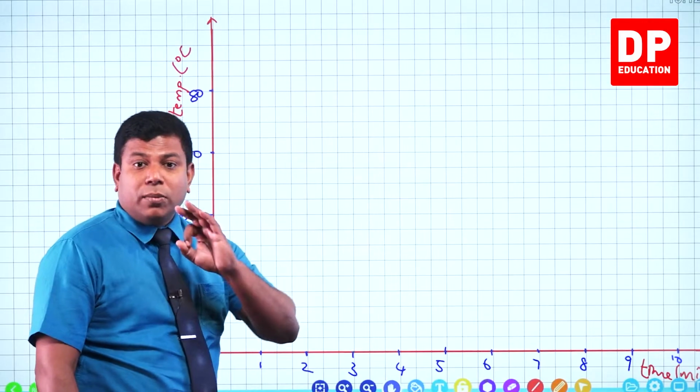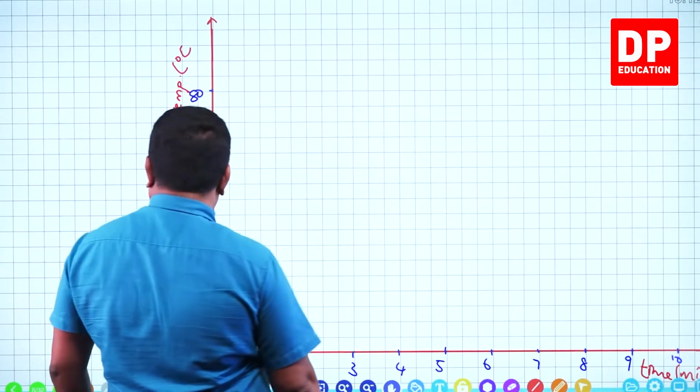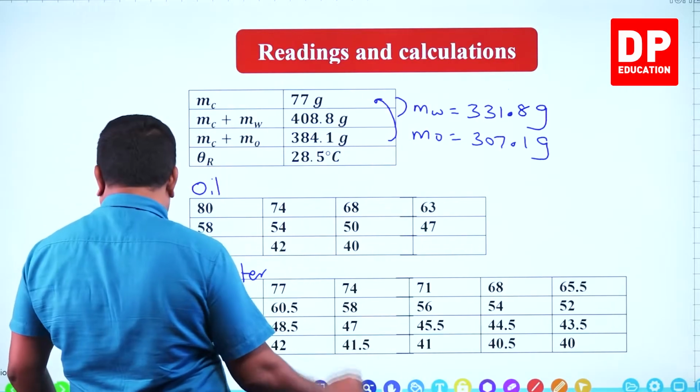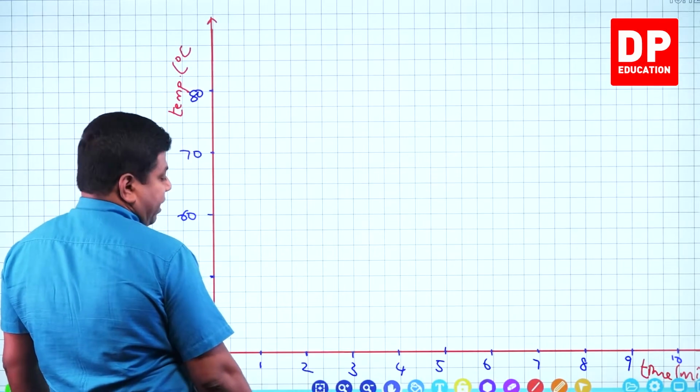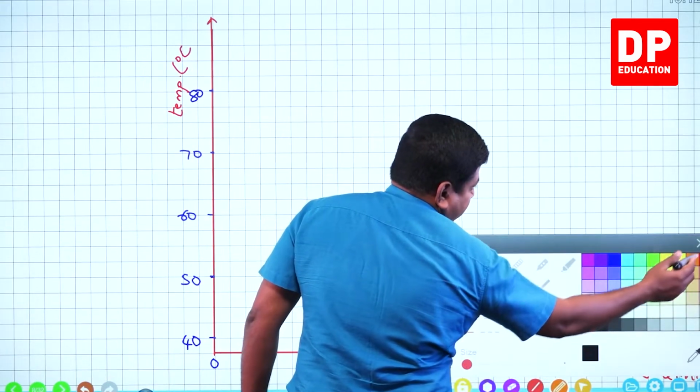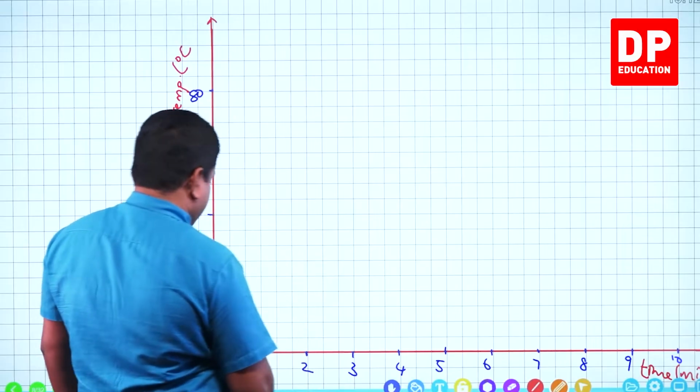Now let's mark all the points. First one, let me draw the graph for oil. 80, 74, 68. First point is 80. Let's use a different color to mark the points. T0 is 80.